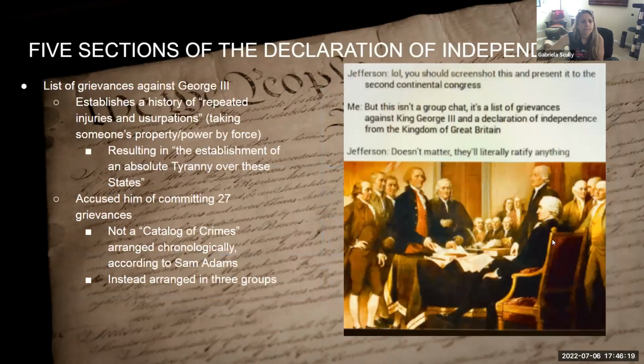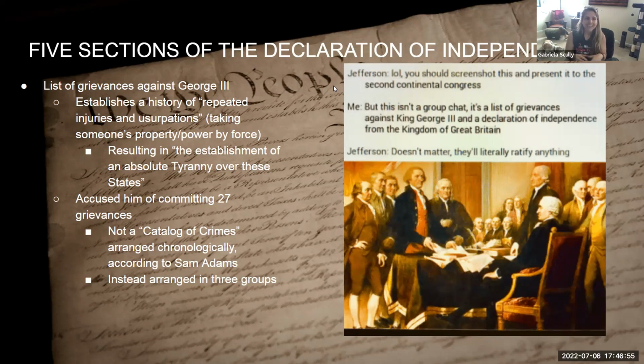All right. So the third section lists the grievances against George III. So they're like, okay, so you didn't do this for us. We want a government that does this, and here's what you did wrong. So the third section establishes a history of repeated injuries and usurpations, which is taking someone's property or power or will by force. So it's like you hurt us again and again, you took my rights away.